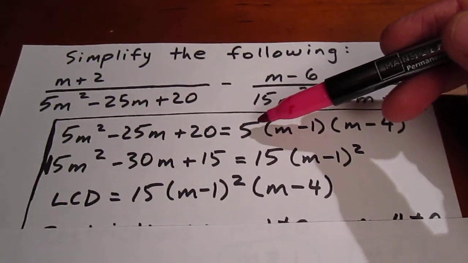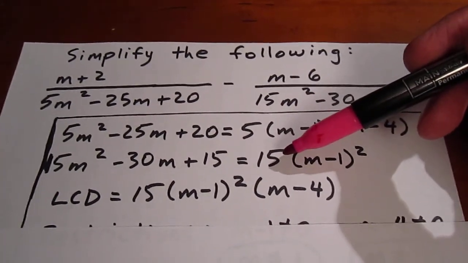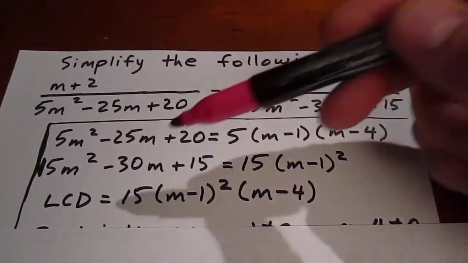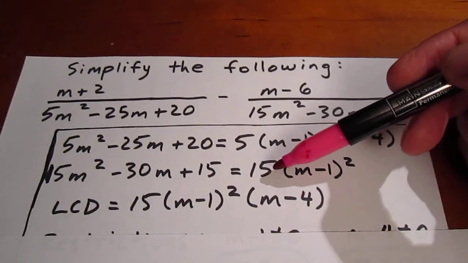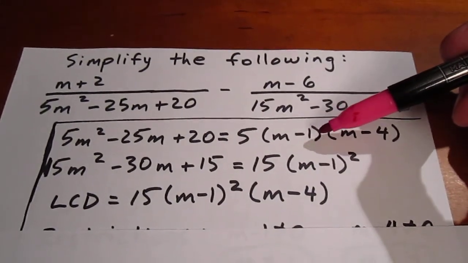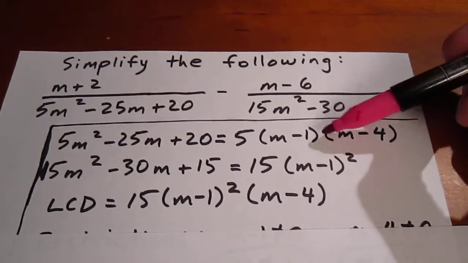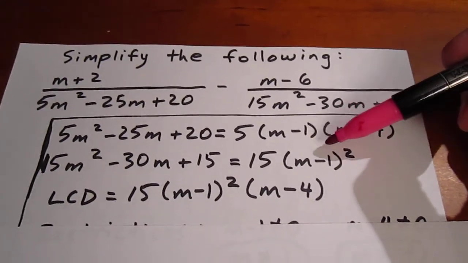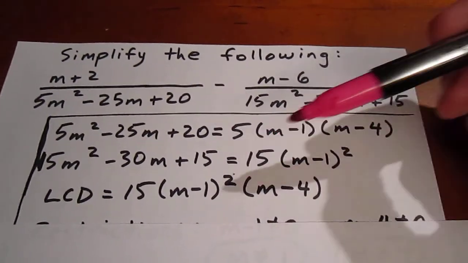The first factor is the integer 5 or 15. Given those, our lowest common multiple will be 15, so that'll be a factor of our lowest common denominator. Now, the factor m minus 1 appears once in the first denominator and twice in the second. We're going to take the greater of those two, and we're going to take two factors of m minus 1 for our lowest common denominator.